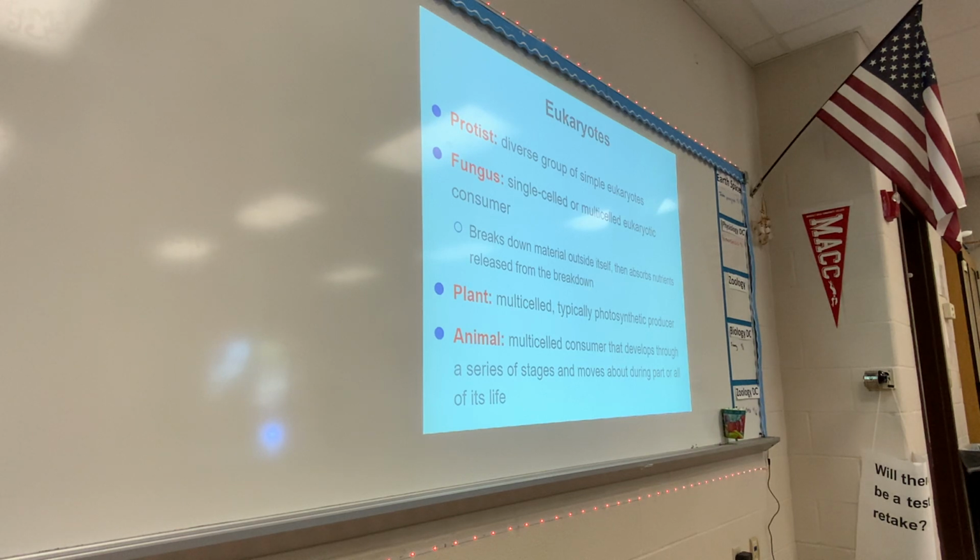Fungi are single-celled or multicellular. They are eukaryotic, and they are consumers. They can't photosynthesize. That's why mushrooms and molds are not typically green. They absorb nutrients from typically dead things, and they break down those dead things as decomposers. Plants, we all know what plants are, multicellular, and they photosynthesize most of the time, not all of the time. There are some plants that do not photosynthesize to get what they need. And then, of course, animals. Those are pretty easy to understand because we are animals.